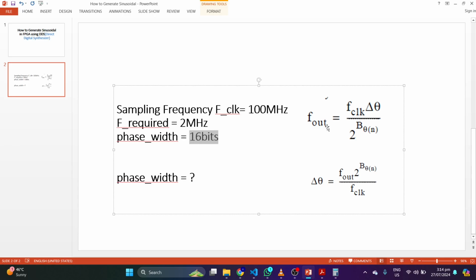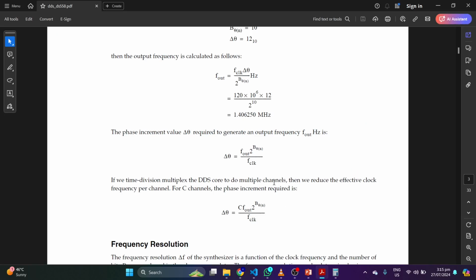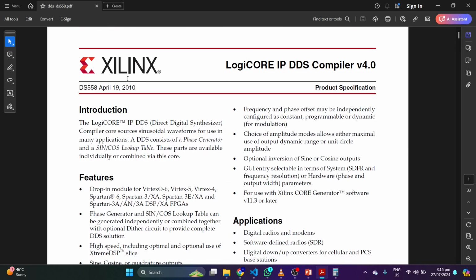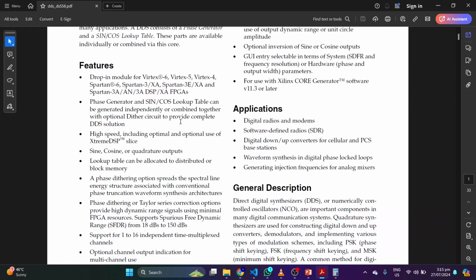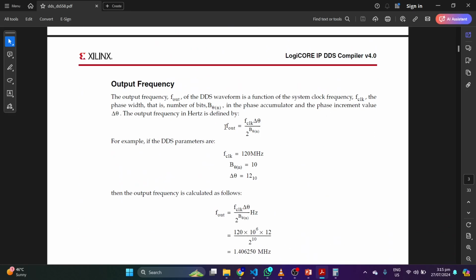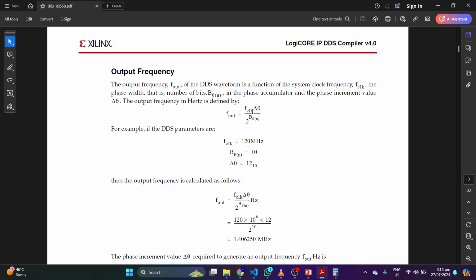Based on this information, according to this formula, we can grab the phase width. This formula I snipped from the DDS Xilinx IP core manual, version 4.0. I will show you where the formula is. This is the formula for frequency out.